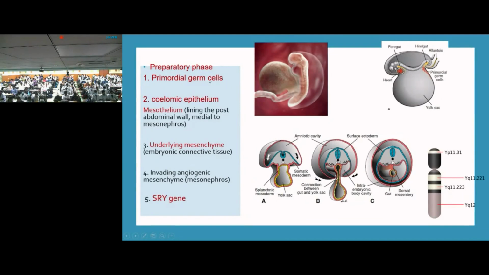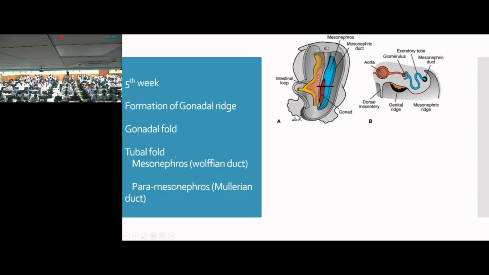So now, these are the four. What happens to primordial germ cells? What happens to these two, which form the gonadal ridge? What forms the surrounding mesonephros and other things? And what happens to these? So each one we will see, and how the male and female are formed.